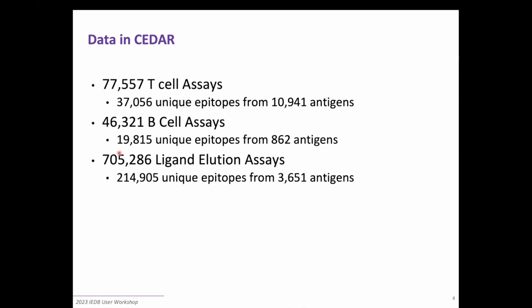As you can see, we have many more ligand elution assays than T-cell or B-cell assays, but that's because these assays are high throughput and they generate thousands of results with one experiment. We have also currently paused the curation of ligand elution assays to focus more on T-cell and B-cell assays.